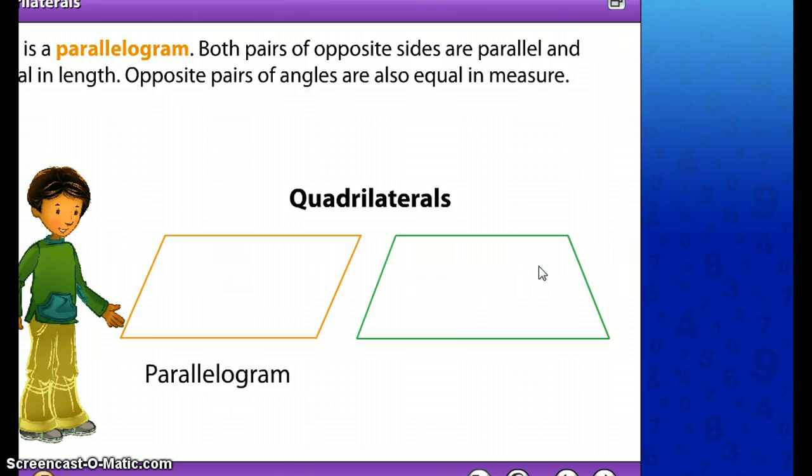Now, this figure here is different because the top line is parallel with the bottom line. If they went on forever, they would never cross. However, the sides, if this went on forever and this went on forever, they would cross at some point. So this is a parallelogram because the lines would never cross, never. And both pairs of angles are also equal.